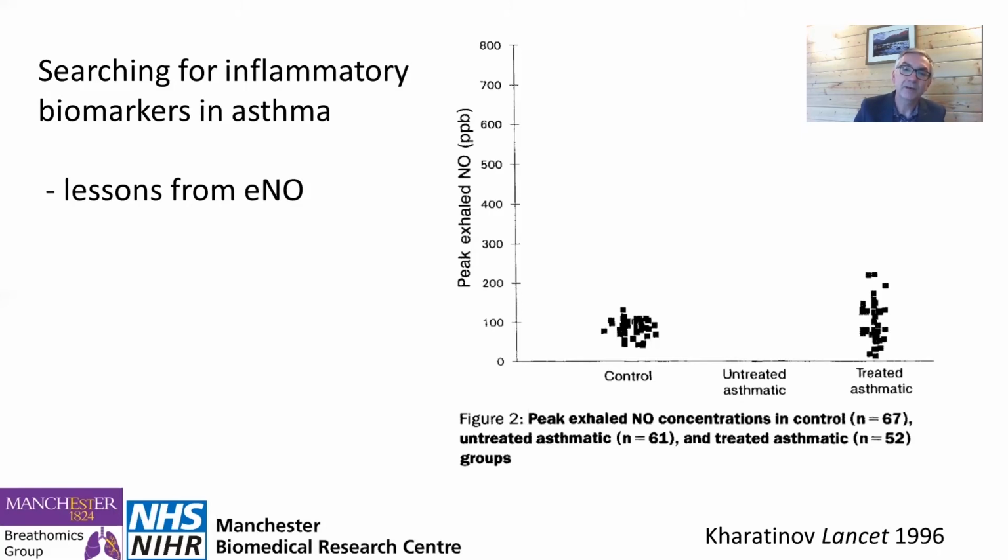This study by Karatinov demonstrated the reason for this disconnect. In people who had asthma and are treated, so in the scatter plot, the people on the right here, there was no real difference in average exhaled nitric oxide between those and healthy people. However, if you took people who were untreated, who were not on inhaled steroids, then there clearly was a big difference. So if you'd gone looking for the biomarker exhaled nitric oxide in a discovery study in people who had definite asthma but were on treatment, then you may well have missed that signal, and you may have missed the opportunity to identify that potential biomarker.